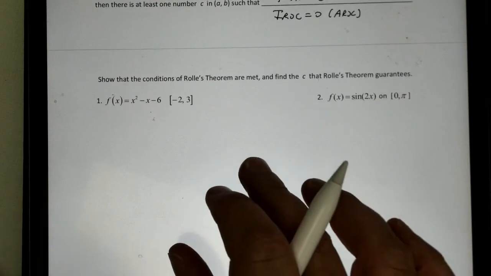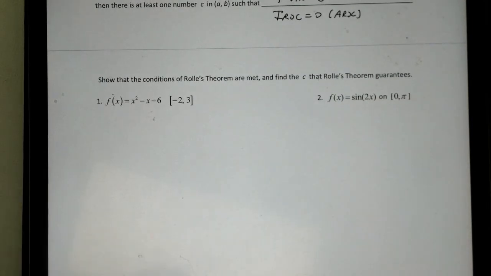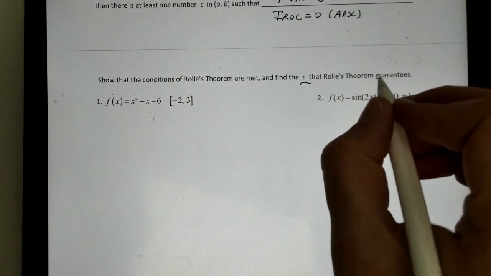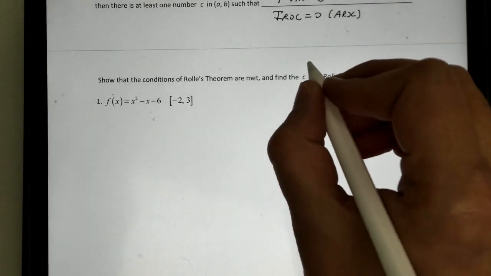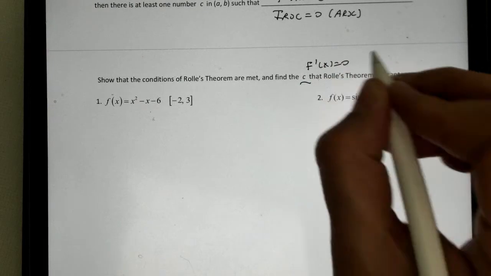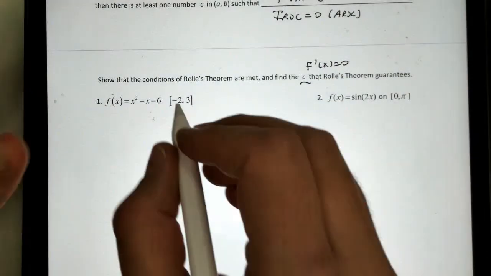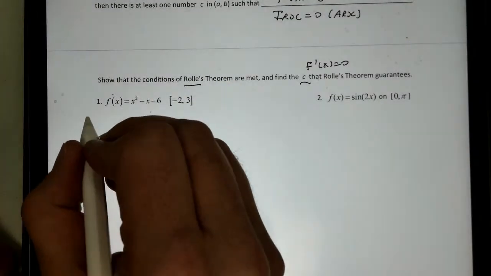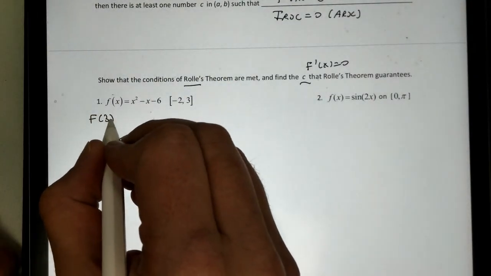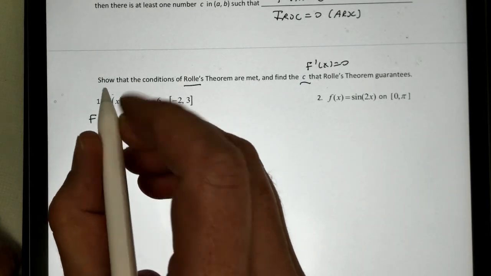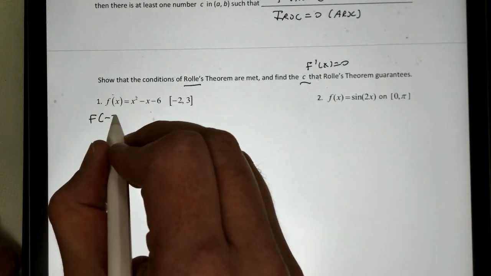Show that the conditions of Rolle's theorem are met. And then find C that Rolle's theorem guarantees. So again, this is going to be find where does the derivative equal 0 this time. So it's really easy to do. The first thing we're going to do is I want to test Rolle's theorem. So I am going to check my endpoints. I'm going to find the value at -2.